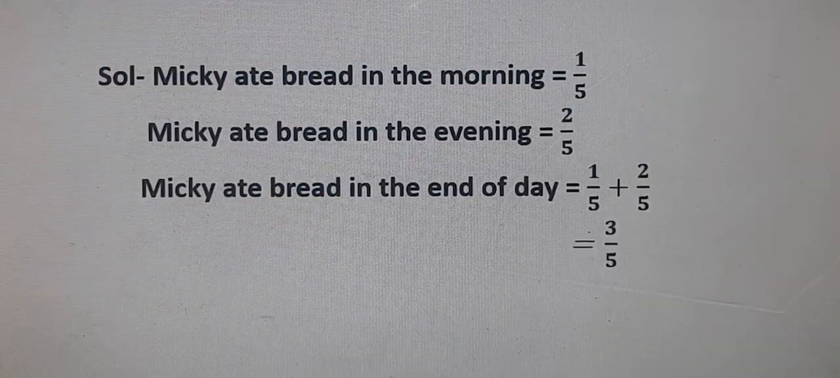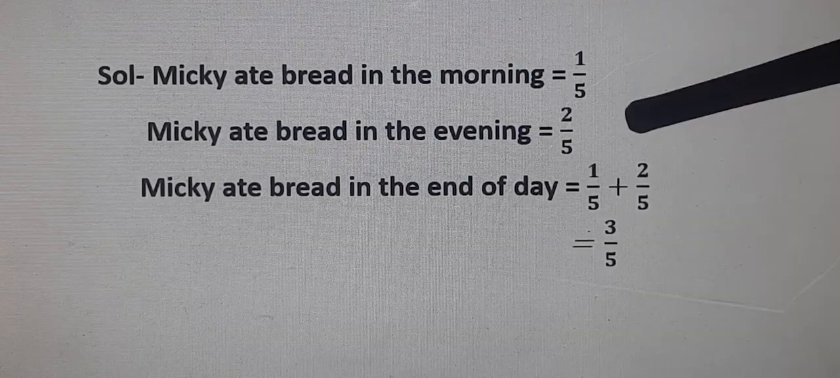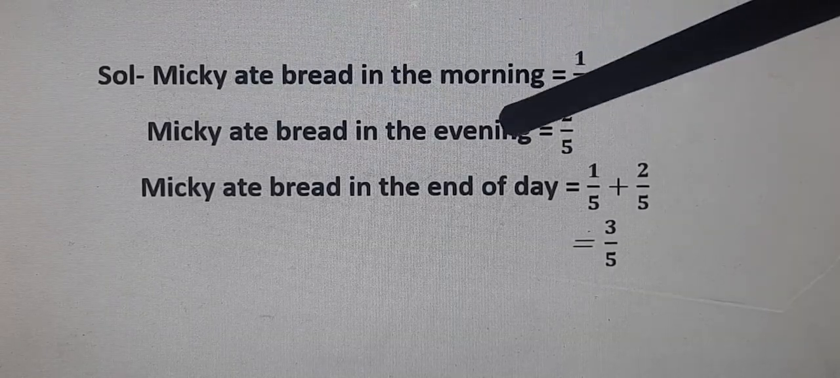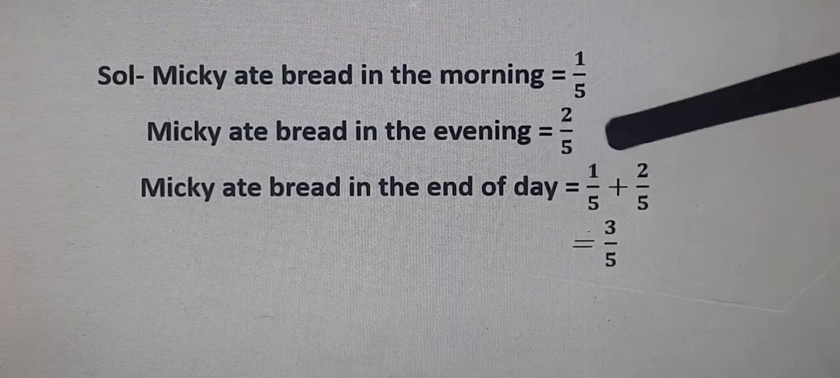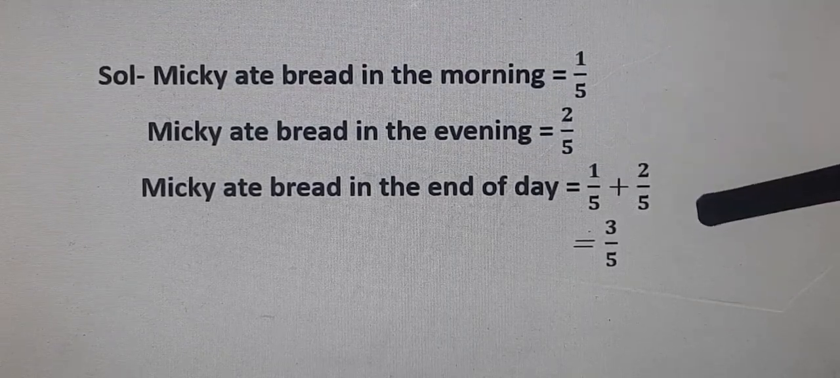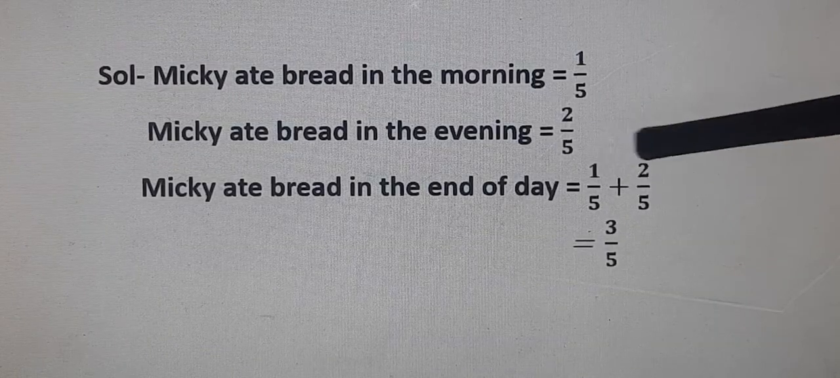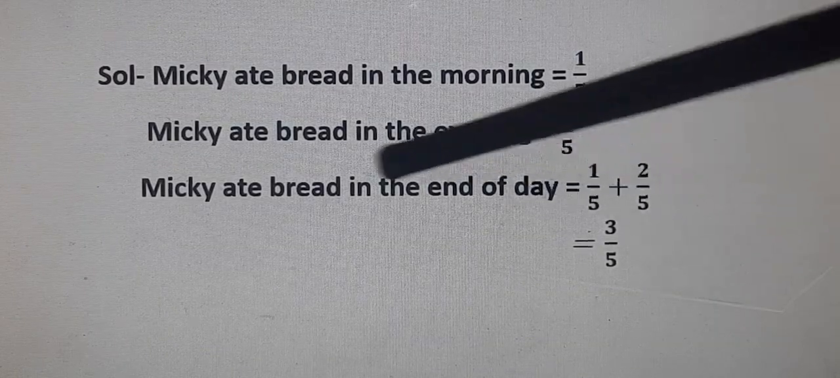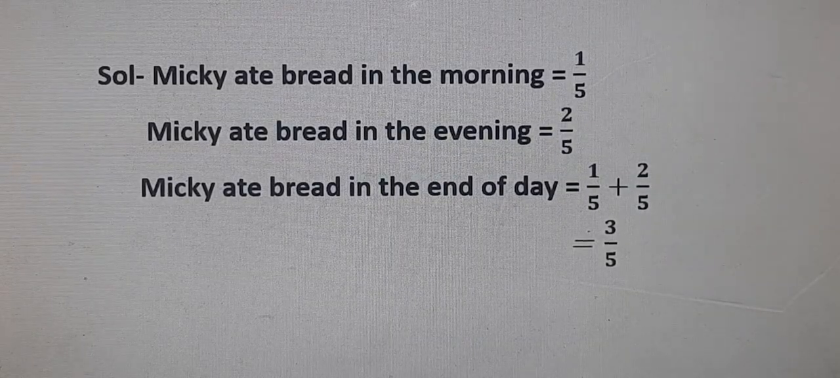It is clear from the question that we will do addition. So Mickey ate bread in the morning 1/5, Mickey ate bread in the evening 2/5, Mickey ate bread by the end of the day 1/5 plus 2/5. LCM is 5, so add numerators directly. 1 plus 2, 3. So Mickey ate 3/5 bread by the end of the day.